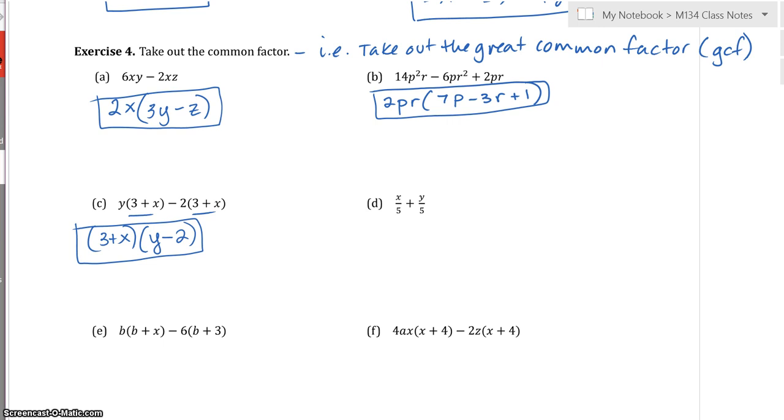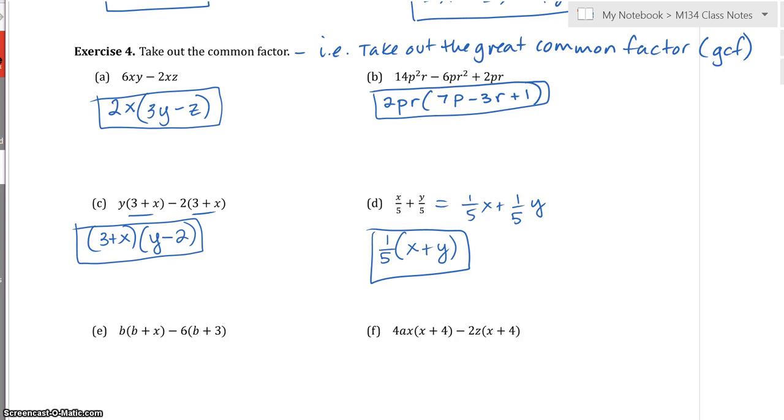Part D. The 5 is common. You just don't put a 5 because it's really 1 over 5. It's a fraction. So if you remember, this is the same as 1/5 x plus 1/5 y. So 1/5 is common. So what's left over is just the x plus the y. That would be factoring.